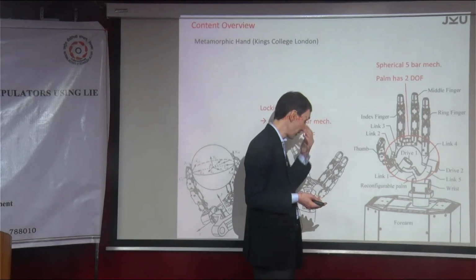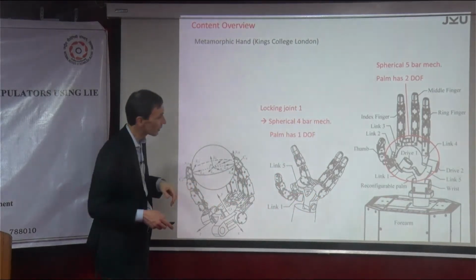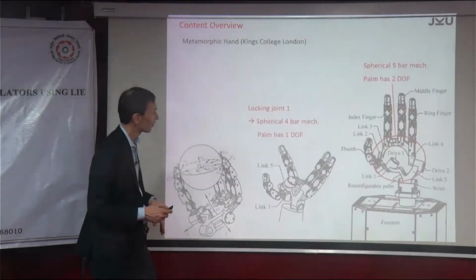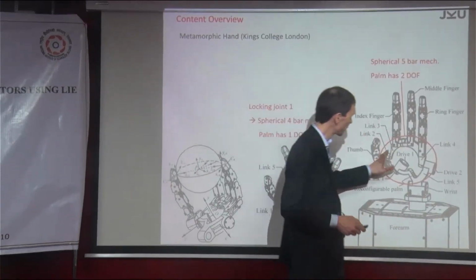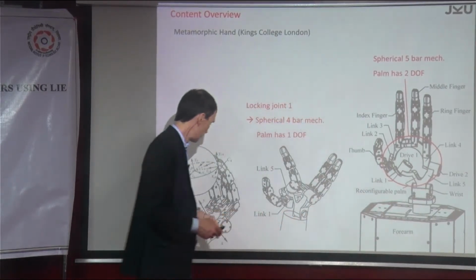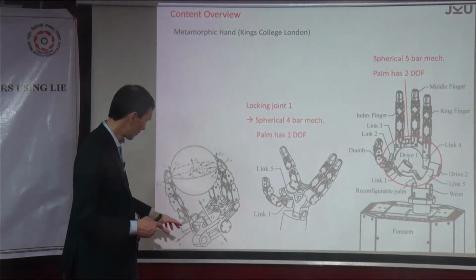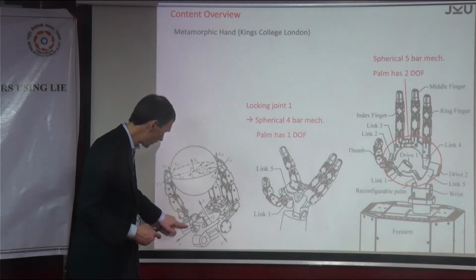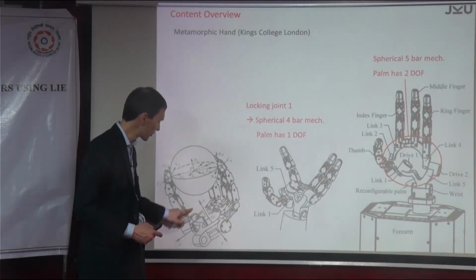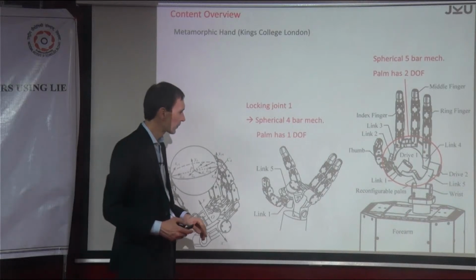What I'm talking about is, for example, if you look at this palm, the palm actually is made of, it's not easy to see, I guess. The palm actually is again a closed loop mechanism. It's a 5-bar mechanism. So you have 5 revolute joints.